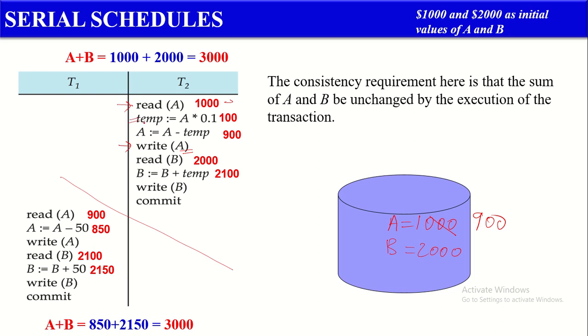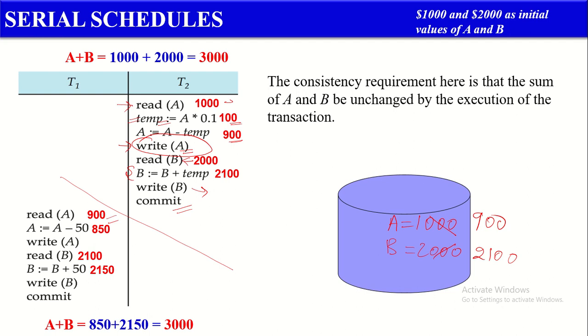Here the temporary value it calculates is 100, and this temp value is subtracted from A. So now A becomes 900. That is what is written. When this write operation is performed, it becomes 900. Very similarly, when it reads B, it reads 2000, and after this operation, when it writes B, it writes 2100. Then it's fine. Now after the commit of T2, T1 starts its execution.